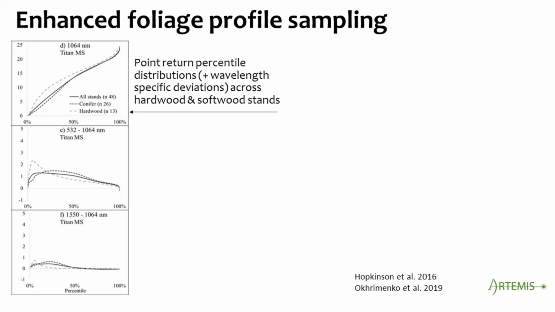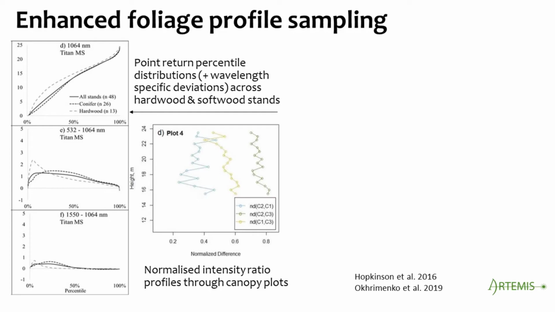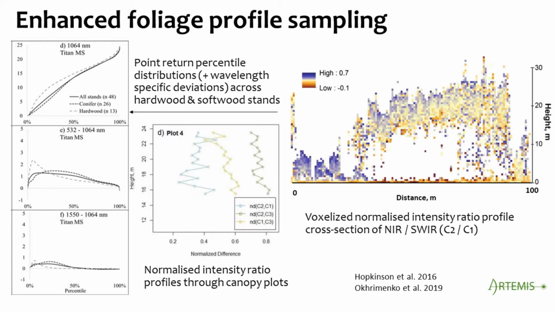Combining percentile metrics with 3-channel laser intensity creates new data structures for vegetation attribute mapping and modeling. For example, at top left we see height profiles for different canopy types in the near-infrared channel, and in the 2 lower graphs we see the deviations within each of the green and shortwave infrared channels. One way to capitalize on this rich information content is to generate vertical profiles of the normalized intensity ratios. Plotting these as voxels illustrates both vertical canopy structure and changing foliage reflectance properties throughout the canopy.